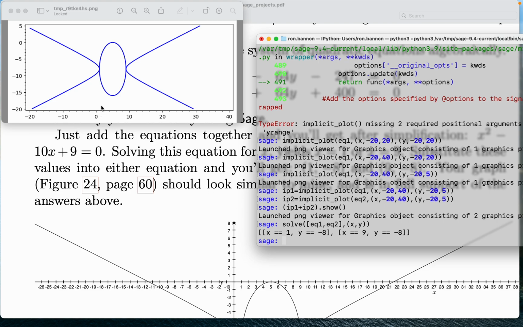Well, I'm going to say, 1, minus 8, approximately this point over here. And when I say approximately, I'm looking at a picture. And this point over here is 9, minus 8. And 9, minus 8 is this point over here, point of intersection.